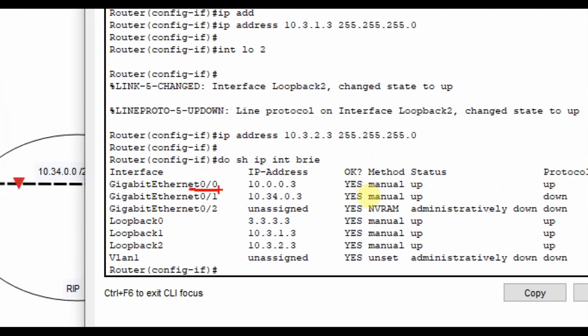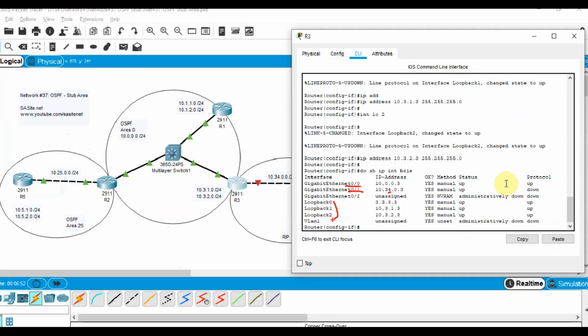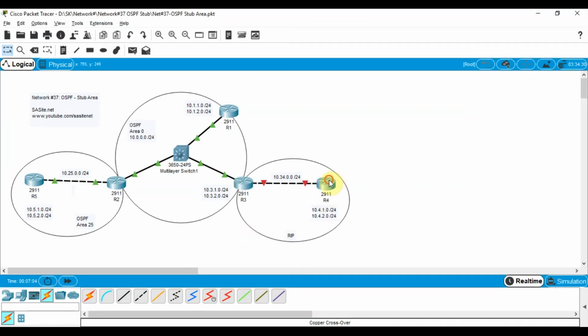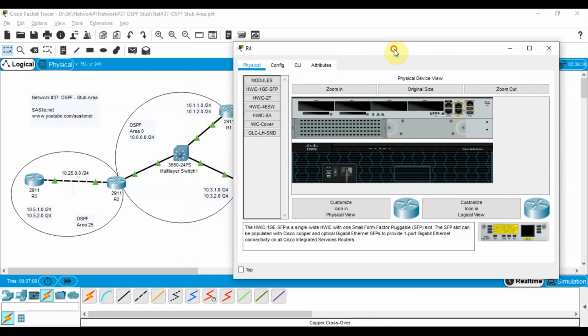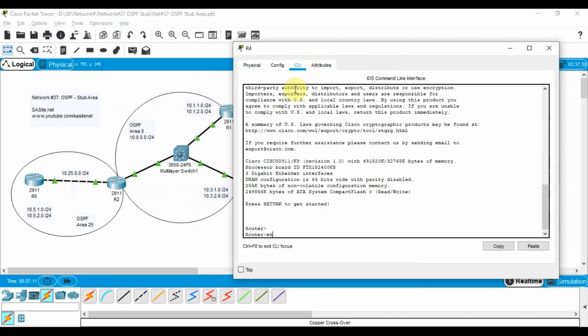We have an interface in area 0. We have a RIP connection to router 4. Several networks were created with the loopbacks. And finally, R4. We have one connection between R4 and R3.